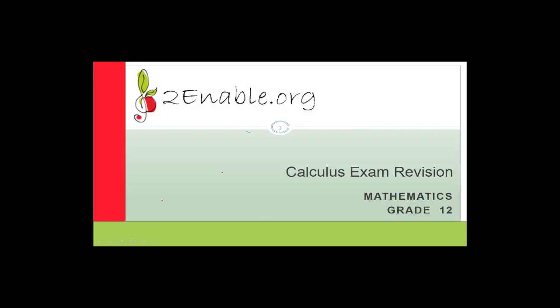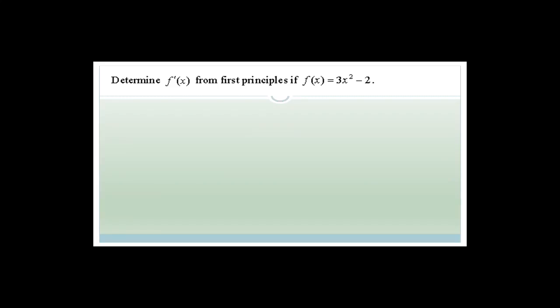Okay, so let's go through it. It says calculus, let's get started. So your calculus goes from everything from your first principles through to finding equations for graphs to local maximum. So let's have a look at this. The first thing it says is determine f dash of x from first principles. So remember that f dash of x equals the limit as h tends to 0 of f of x plus h minus f of x, all over h. That is the first principles rule, okay?